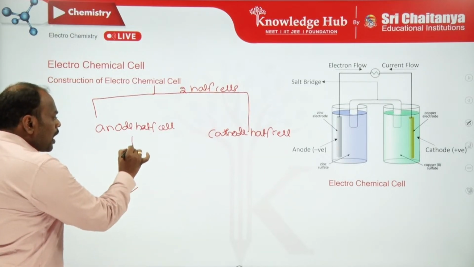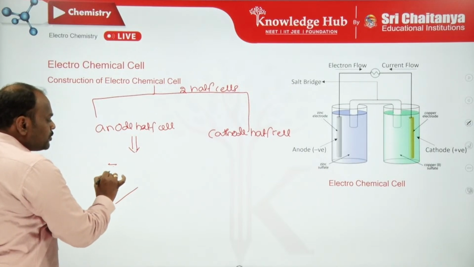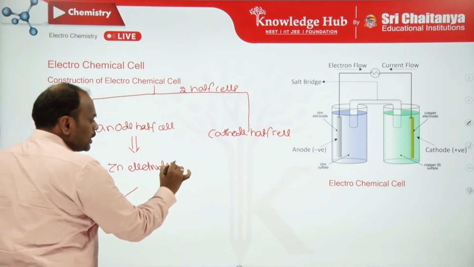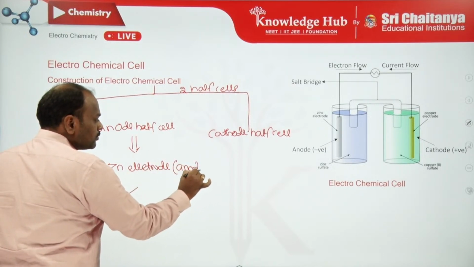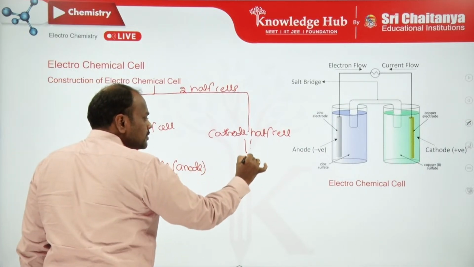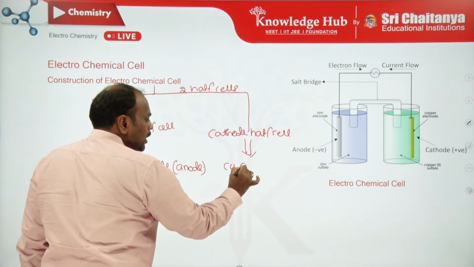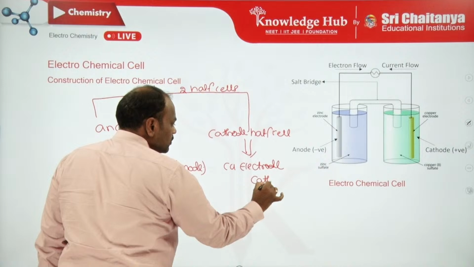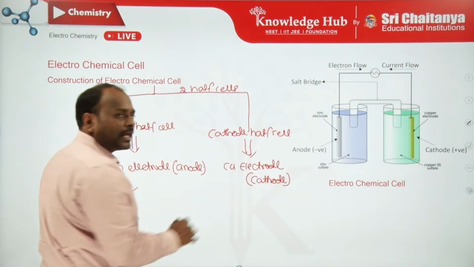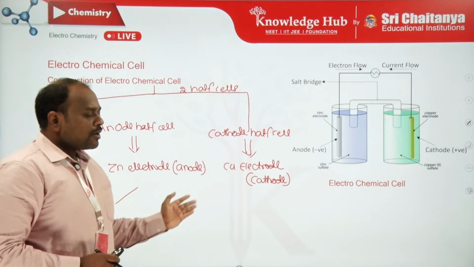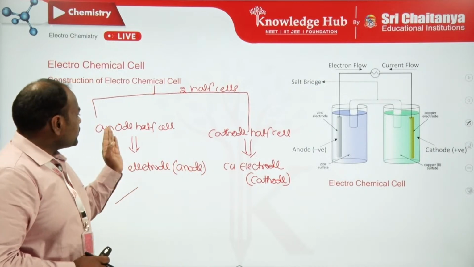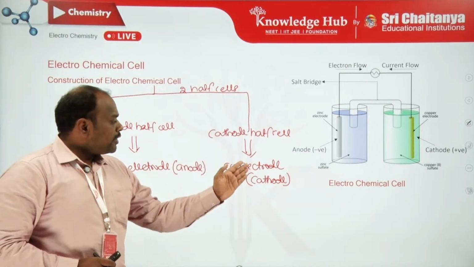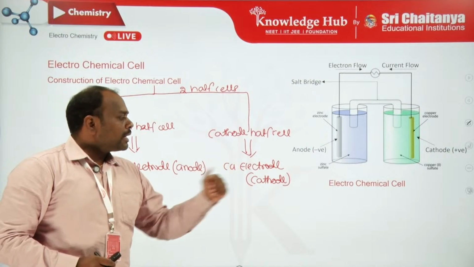So in this anode half cell, we use the zinc electrode. This zinc electrode is acting as anode, whereas the cathode half cell consists of copper electrode. So this copper electrode is acting as cathode. Because to pass the current, two electrodes are required. One is the anode, another one is the cathode. So that's why in the left side half cell we are using the zinc electrode, which is acting as anode. In the right side half cell we use the copper electrode, which is acting as cathode.